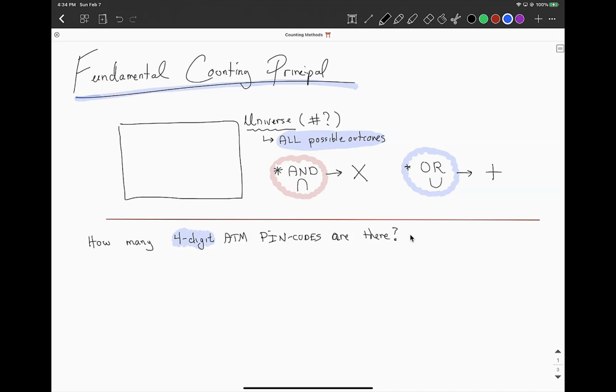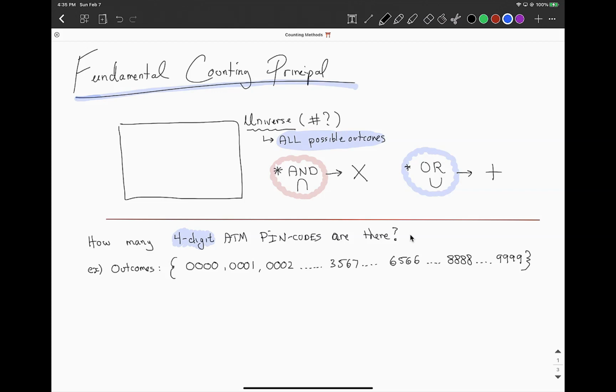Now, in theory, if I was to try to list all of the outcomes, this is just going to get outrageous. There's just so many. But I could start listing them off. Someone's PIN could be this, and then maybe this, and then eventually maybe this is someone's PIN, and all the way up to maybe the highest PIN I could think of, 9999, and this is a very, very long list.